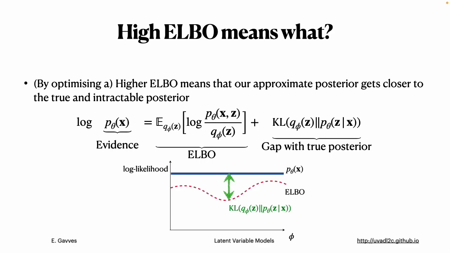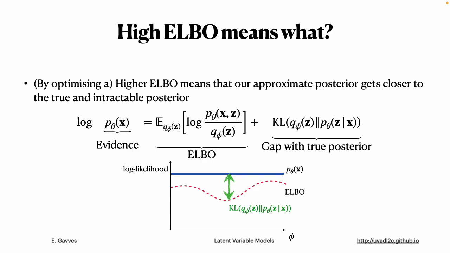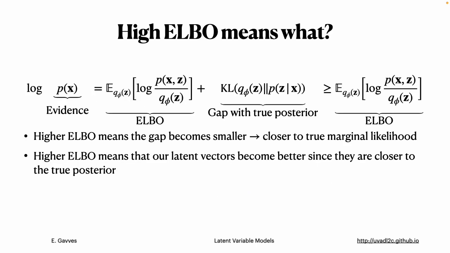This is what we just saw. What's the relation between the evidence, the ELBO, and the KL between the variational distribution and the true posterior. This will always be positive, but I can minimize it. I can pick a location where it's as small as possible. And this is literally what I'm doing here with my optimization. I'm trying to find where my model minimizes the gap. Higher ELBO means the gap becomes smaller.